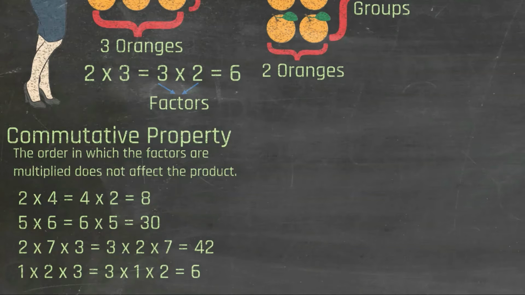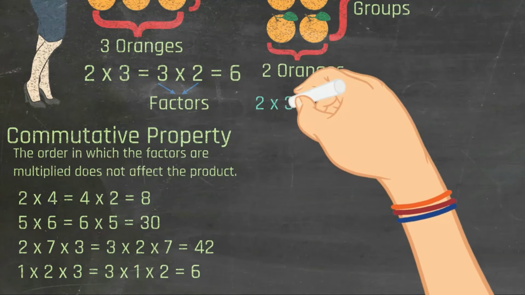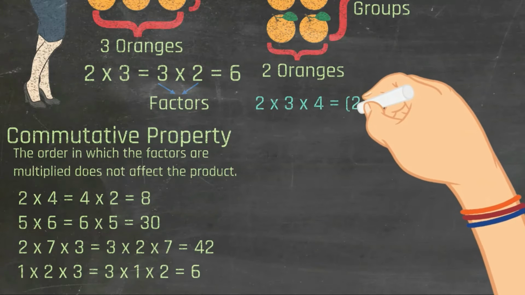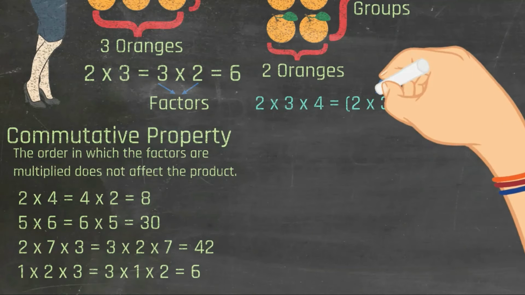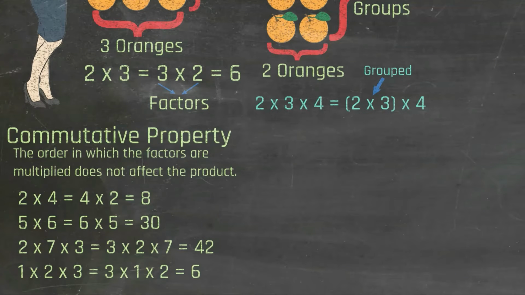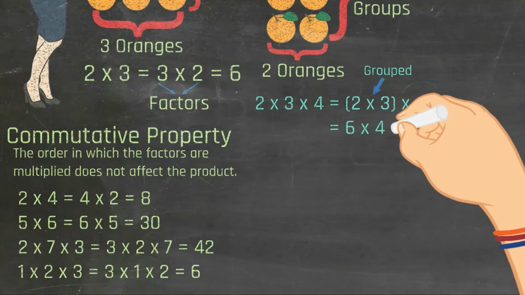What about this next example? 2 times 3 times 4. 2 times 3 times 4 can also be written as the quantity of 2 times 3, times 4. 2 and 3 are grouped. This means 2 and 3 have to be multiplied first. 2 times 3 equals 6. The expression then becomes 6 times 4, and this is equal to 24.